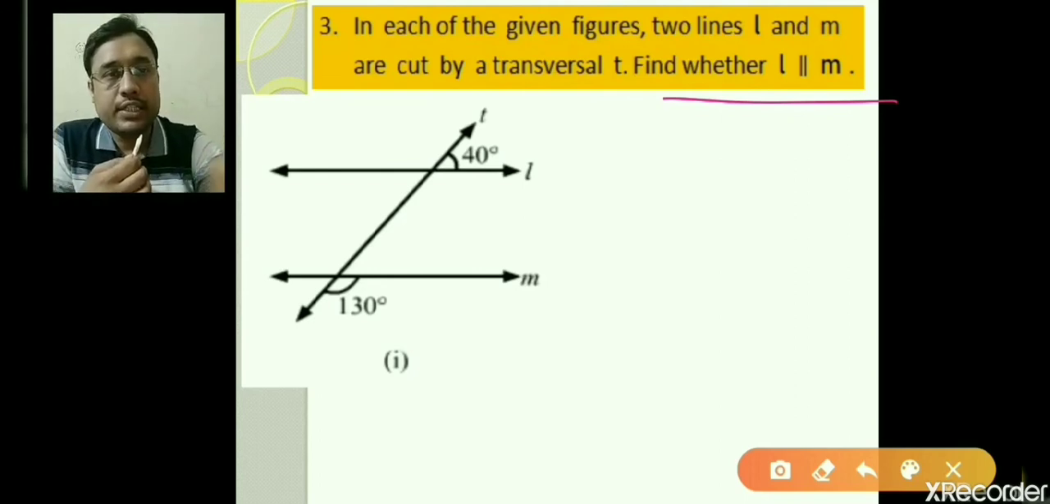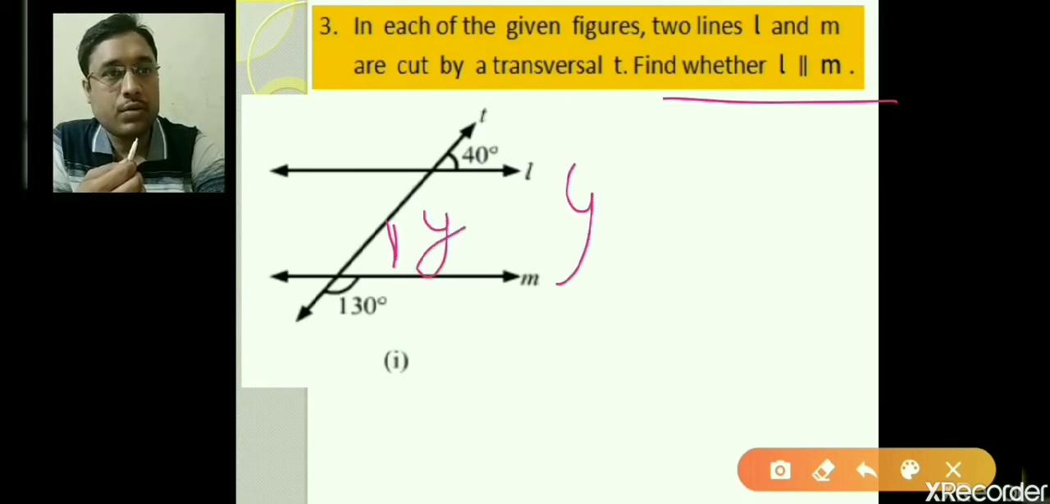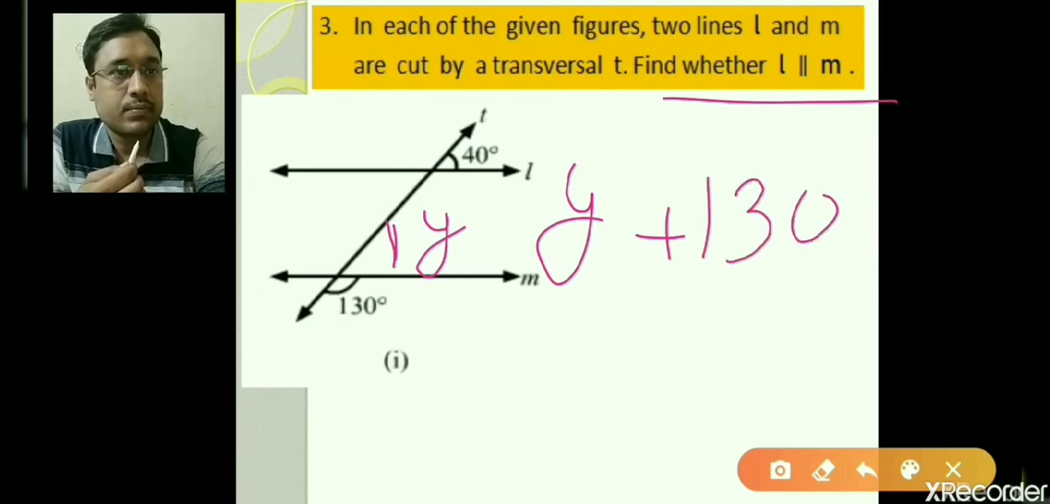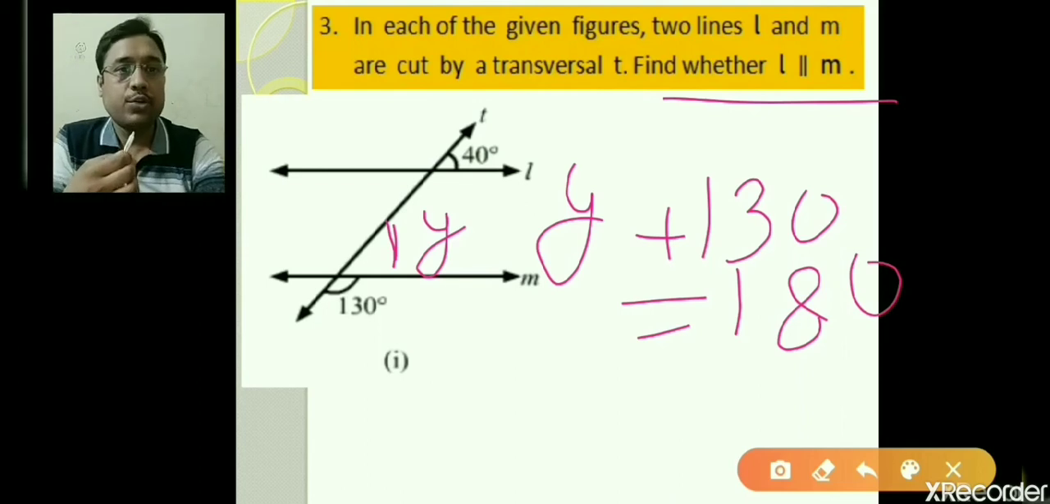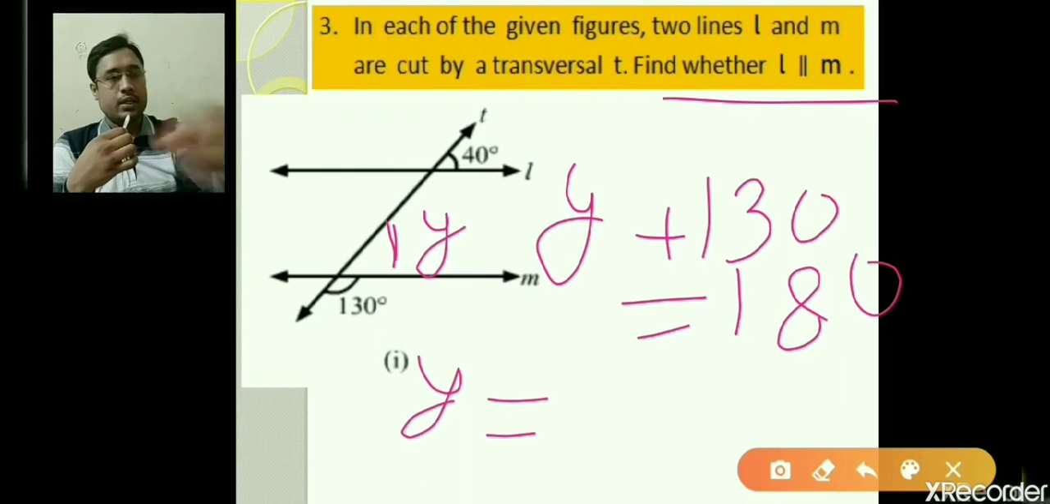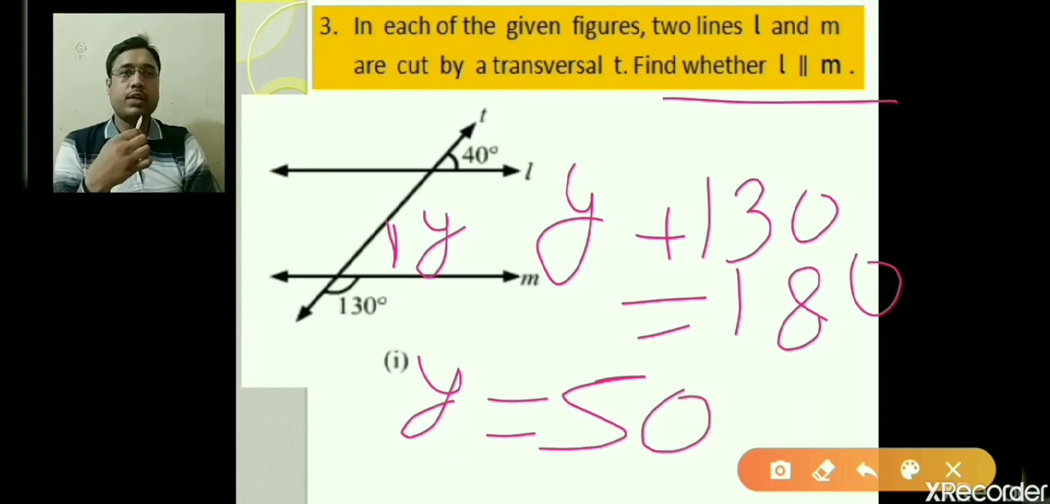Look here, transversal T is there. This angle, suppose I am taking it as Y. So we will say Y plus 130 equals 180 by linear pair, because this transversal is a straight line. So by solving this equation, Y equals 180 minus 130. This 130 you will take to the right side, then it will be 180 minus 130, that means 50 degrees. This is the value of Y.